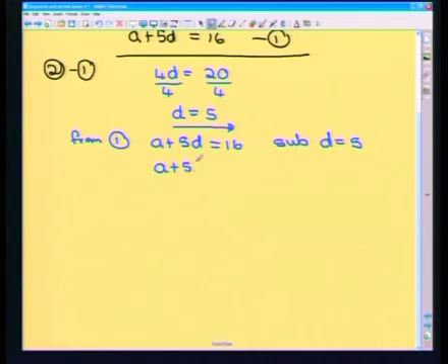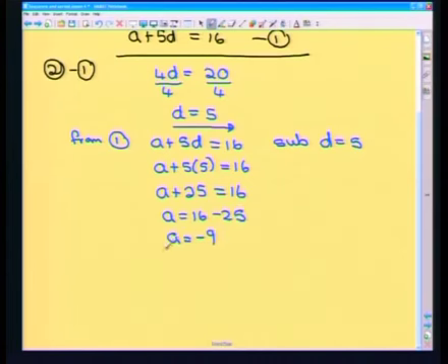So it's a plus 5 times 5 equals 16. So a plus 25 equals 16, which means a is 16 minus 25. Now, if I take 16 minus 25, I get minus 9, and so I've got a. So if I'd asked you for a and d at this stage, you would have done it quite easily and left yourself at that. But I think we should just generate the first three terms.